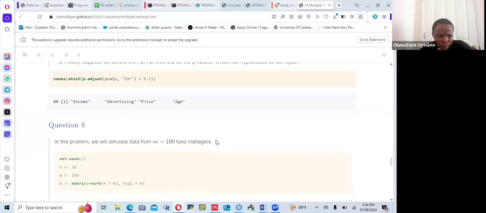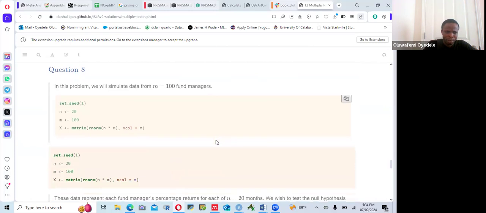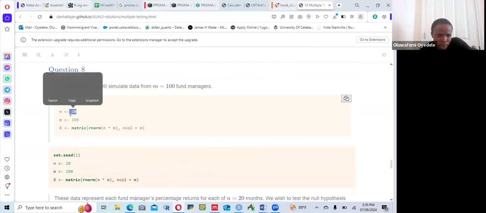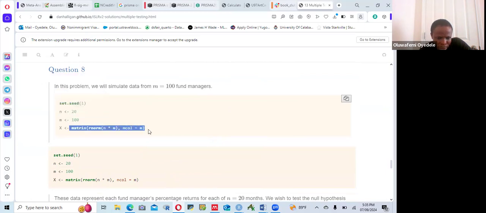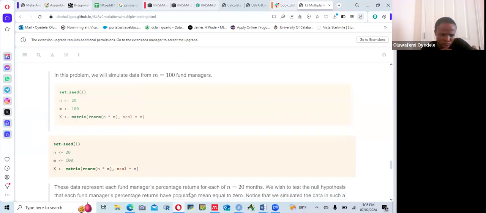So in question 8, in this problem, they said we will simulate data from 100 fund managers. Here we set a random seed. Then we create an object for the number of months, which is 20, and the number of managers is 100. Then we create a matrix. Then we set another seed and create the second matrix.